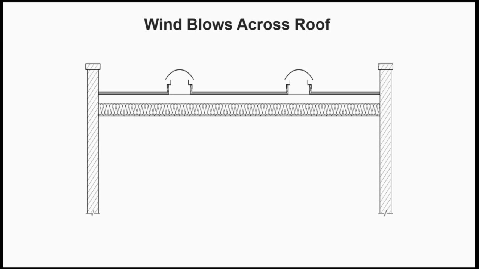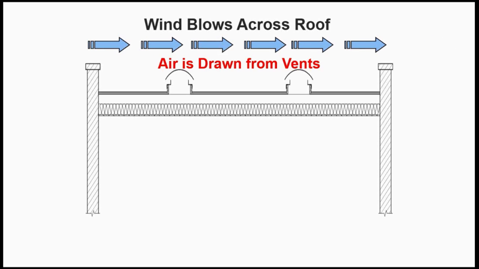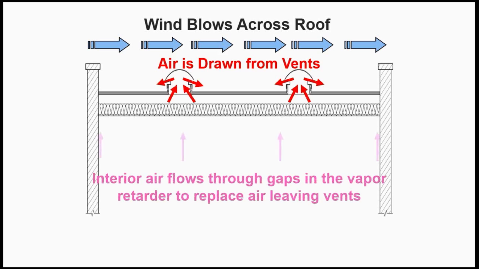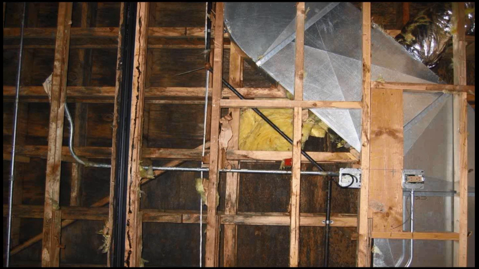Wind blowing across the roof does a similar thing. When the wind blows across a flat roof, it creates a negative air pressure. That draws the air out of the vents, which again is replaced with air that is pulled through gaps in the ceiling and through the polyethylene and into the roof system where it condenses.